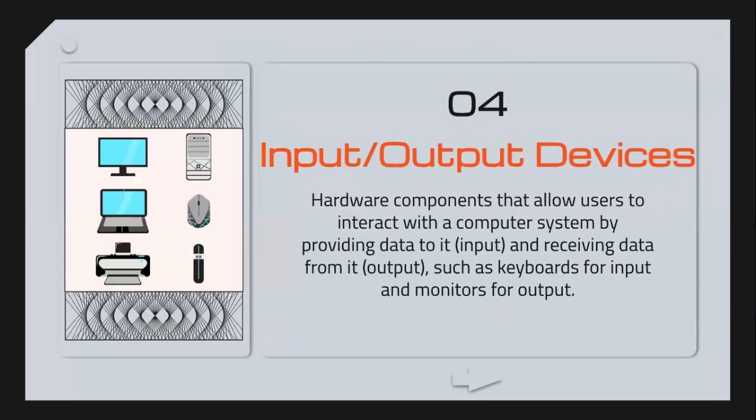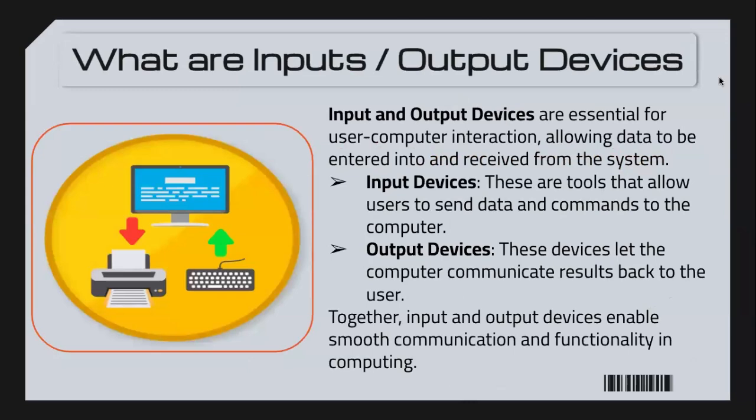Lastly, we're going to talk about input and output devices. These are hardware components that allow users to interact with the computer system by providing data to it, which is input, and receiving data from it, which is output, such as keyboards for input and monitors for output. What are input and output devices? They are essential for user-computer interaction, allowing data to be entered into and received from the system.